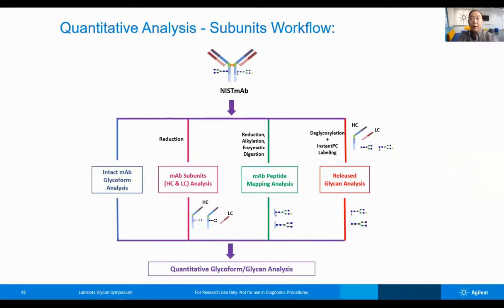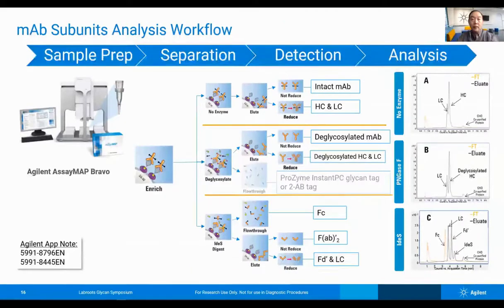We have also developed a glycoform quantitative analysis workflow at the antibody subunit, especially the heavy chain level. Again, a very similar lab setup is needed for this workflow. You need the SMAP Bravo system, Agilent's 1290 Infinity II UHPLC with the PLRP column, the 6545XT AdvanceBio LC Q-TOF, and the BioConfirm 10.0 software.